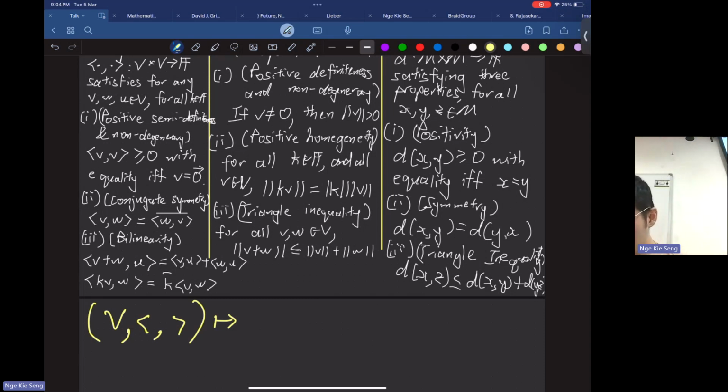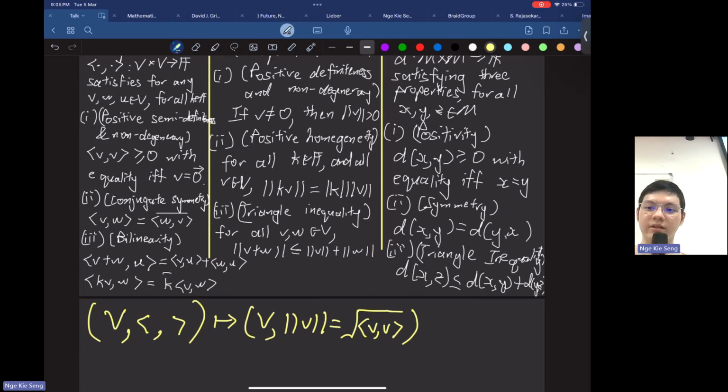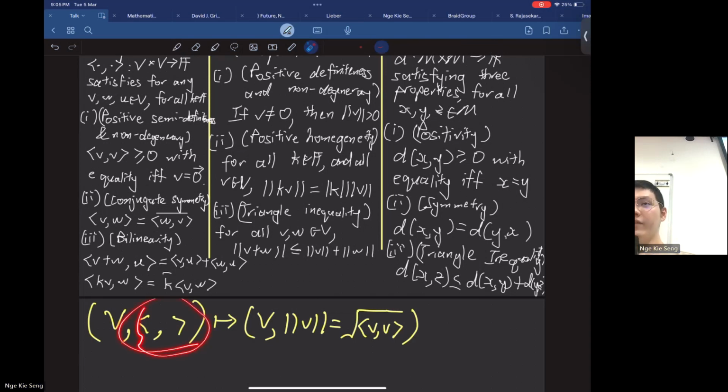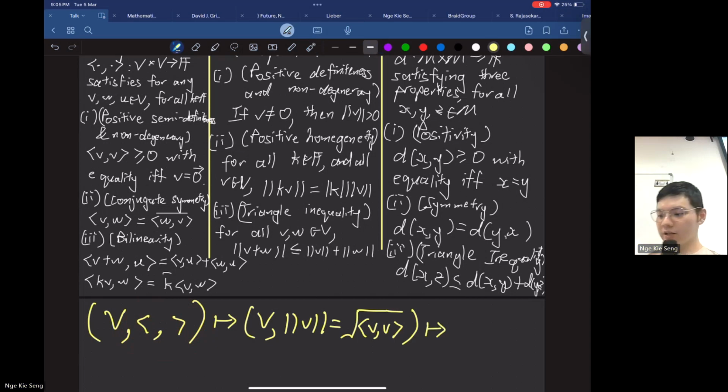So actually we define the norm of a vector to be the square root of the inner product of the vector with itself. Okay, so this is the norm. You can check that this satisfies the three properties, just through the definition of inner product. And then how do you go from here to a metric space?